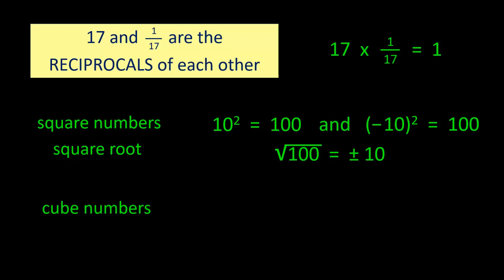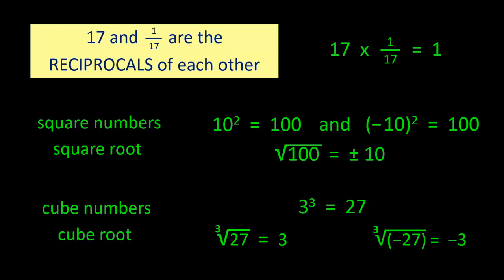And then we had cube numbers. And we had 3 cubed is 27. So that means the cube root of 27 is 3. But we also found out that the cube root of minus 27 would be minus 3.